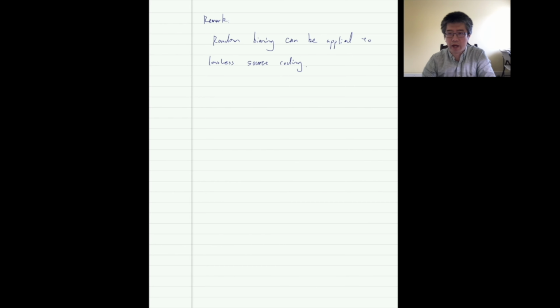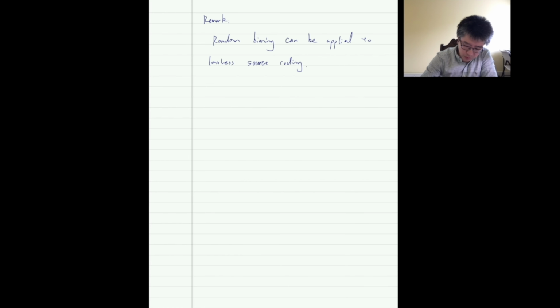So random binning can be applied to the lossless source coding problem as well. So the idea is as follows. I'll just briefly describe the encoding and decoding approach, and you can easily show that the error goes to 0 when R is bigger than the entropy of X.